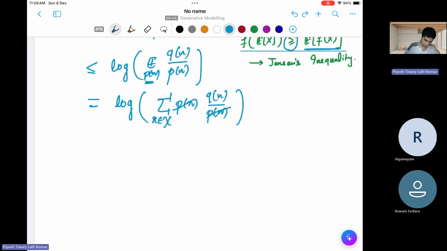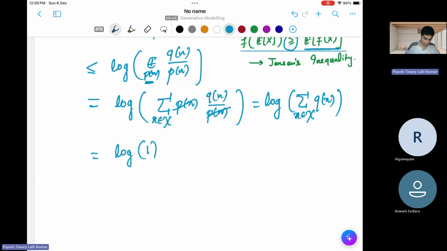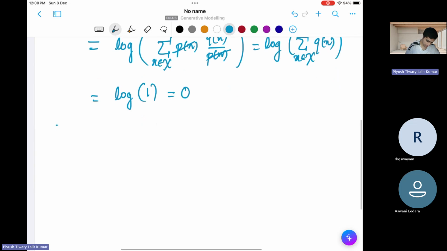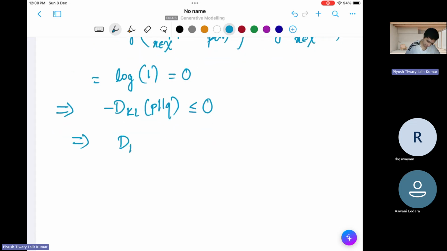All we are left with is log of the summation over x belonging to X of q(x). Now we know that q(x) is a distribution over x, so by the property of a distribution, the summation of q(x) over all x is 1. So this simply becomes log of 1, and log of 1 is 0. Hence, we just saw that minus D_KL between p and q is less than or equal to 0. In other words, D_KL between p and q is greater than or equal to 0.